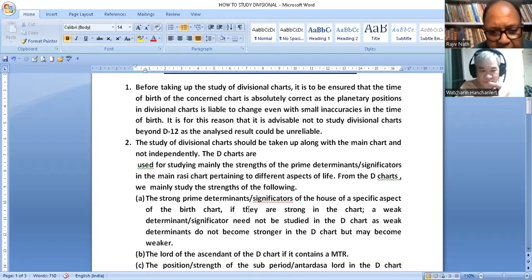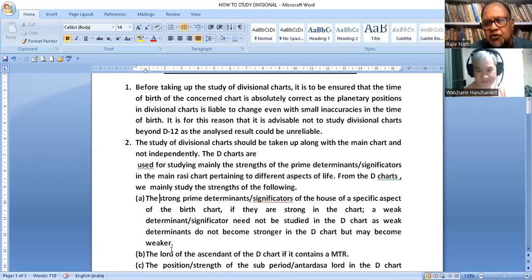The strong prime determinants, oblique significators of the house of a specific aspect of the birth chart. If they are strong in the chart, a weak determinant or significator need not be studied in the D chart, as weak determinants do not become stronger in the D chart, but may become weak. Now, this is something very important. A planet will never gain any strength on account of its placement in the D chart, in the divisional chart.